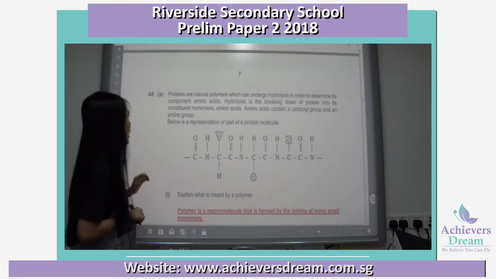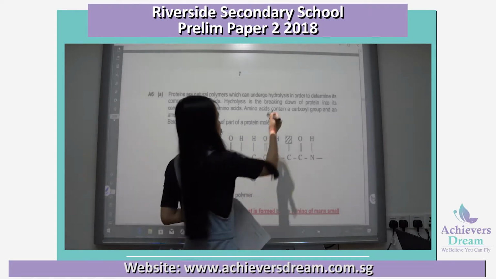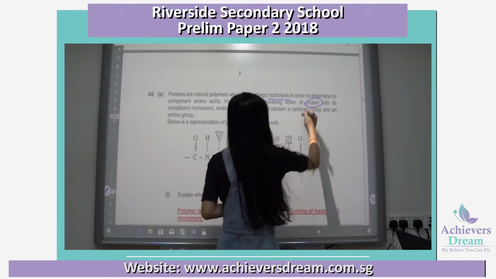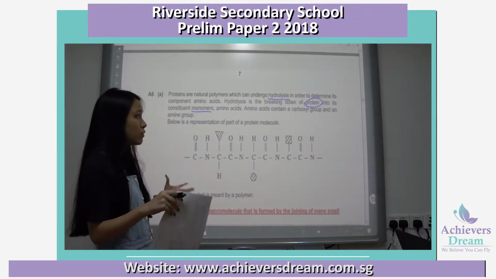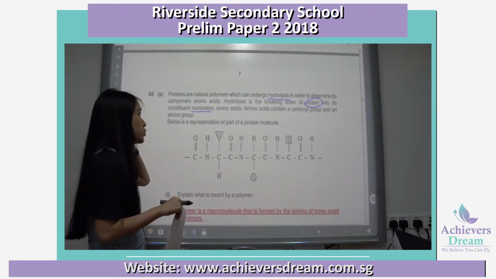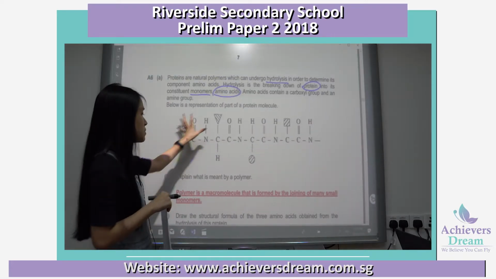Now let's take a look at A6. Proteins are natural polymers that undergo hydrolysis here. So what is hydrolysis? It is the breaking down of protein into its constituent monomers. So we want to break down this large protein molecule into smaller monomers, which are our amino acids. So we have a protein molecule here.